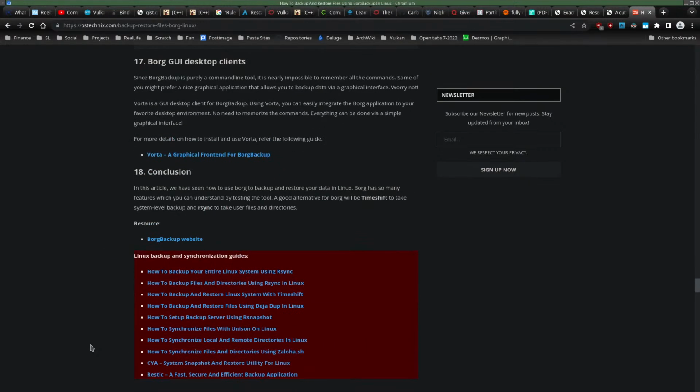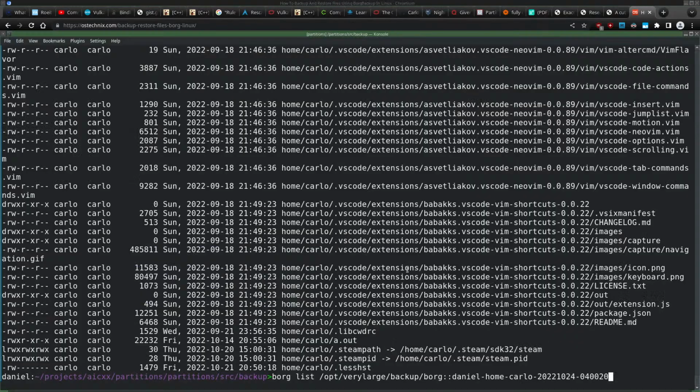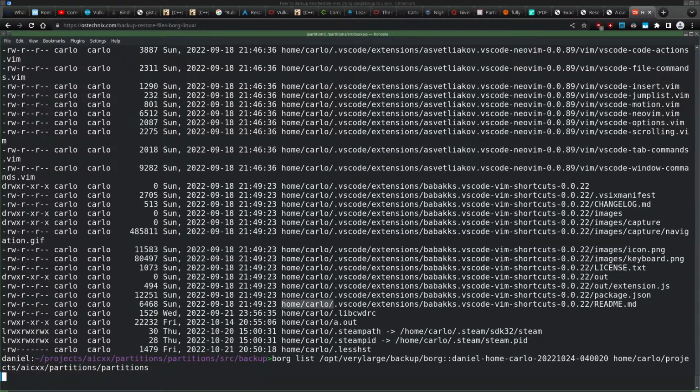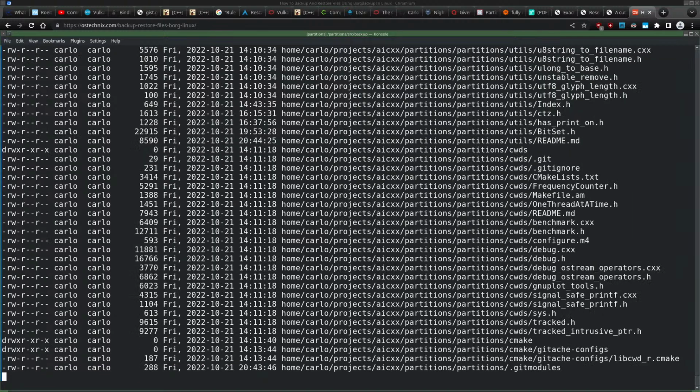Because we'll have to go back to just trying it out. I'm going to extract. No, let's stick at list until I have it. That's maybe a smart thing to do. Files came behind it, right? So I just have to start without a slash. And then we do Carlo projects /aicxx /partitions. There we are.